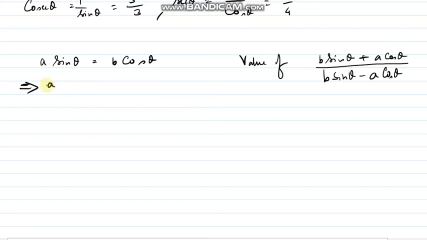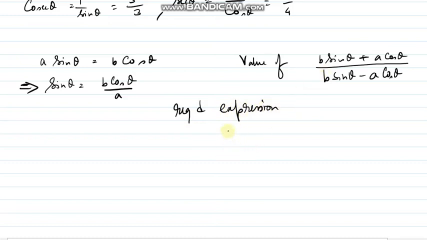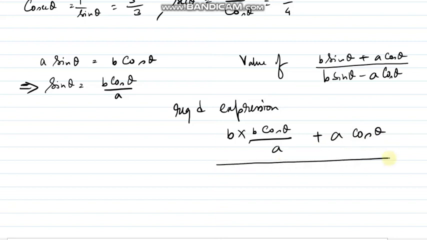Can we write sin theta? What is sin theta equal to from this line? From this line, sin theta equals b cos theta divided by a. So if I put the value of sin theta over here, my required expression will be b sin theta, that is b into b cos theta divided by a, plus a cos theta, divided by b into b cos theta divided by a minus a cos theta.